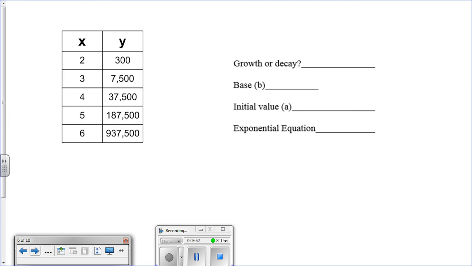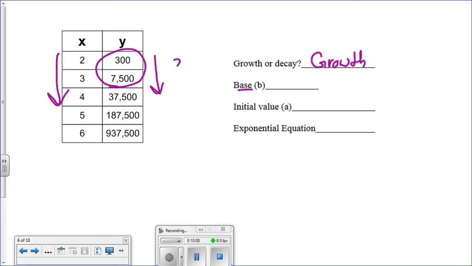Let's try another. Okay, as this gets larger, let's take a look at what's happening here. It's getting bigger, so this is clearly growth, which means this b must be bigger than 1. So take any two values here and let's do 7,500 divided by 300. That looks like my base is 25. So each of those must be multiplied by 25.